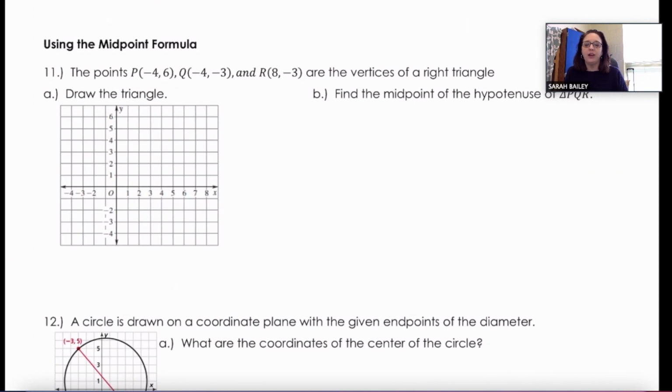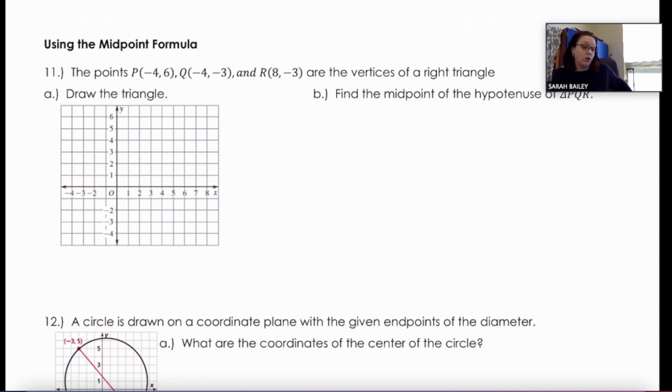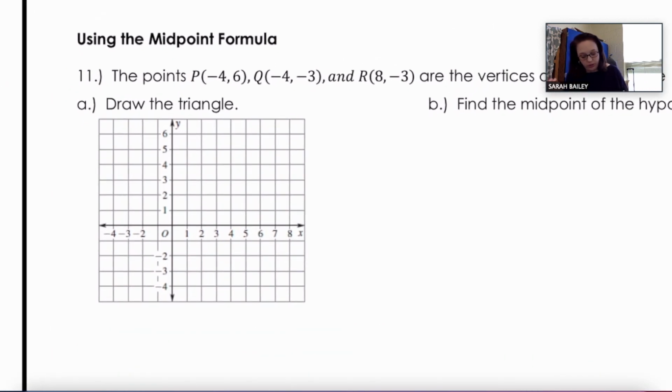So on the next page, we just have 2 problems. Number 11, it says the points P at negative 4, 6, Q at negative 4, negative 3, and R at 8, negative 3 are the vertices of a right triangle. So first we're going to draw the triangle. Then you have to find the midpoint of the hypotenuse of the triangle. So that must mean this is going to be a right triangle because only a right triangle will have a hypotenuse.